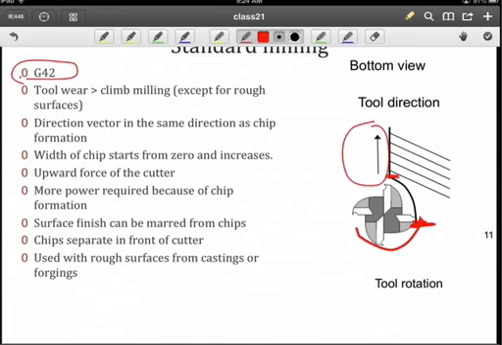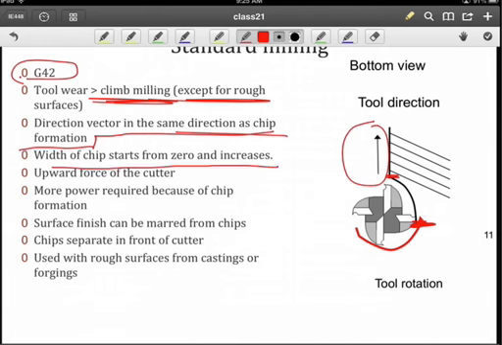What's going to happen here is that tool wear will be greater than climb milling, except when we have rough surfaces. And the direction vector here in which we're moving is the same as the direction in which the chip is forming. And you know about chip formation from 248. So the width of the chip starts from 0 and then will increase, and we tend to have an upward force on the cutter, which means it will affect how that workpiece is fixtured.